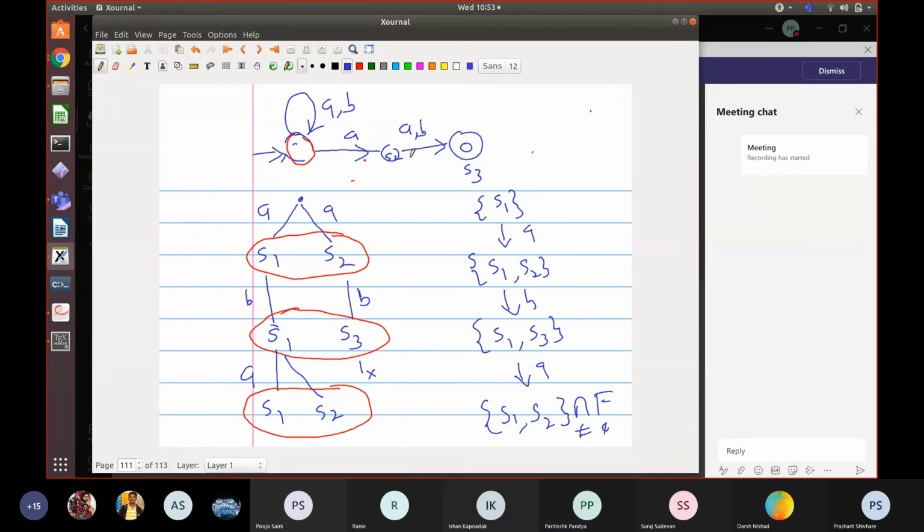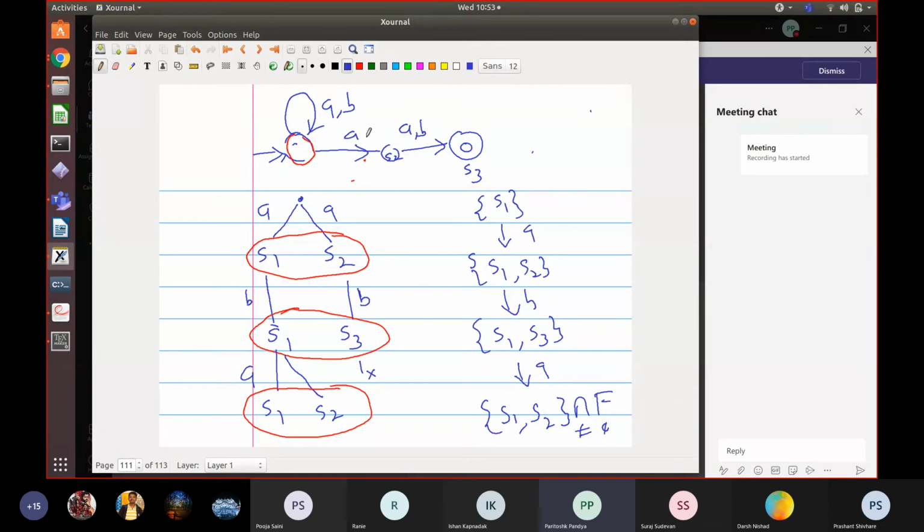Yes or no? Yes. Why? AA is accepted. Right. So how do we search? We actually have to search for some path starting from some start state to some final state, right? And on that path, whatever letters occur will be the word which will be accepted by the automaton, right?